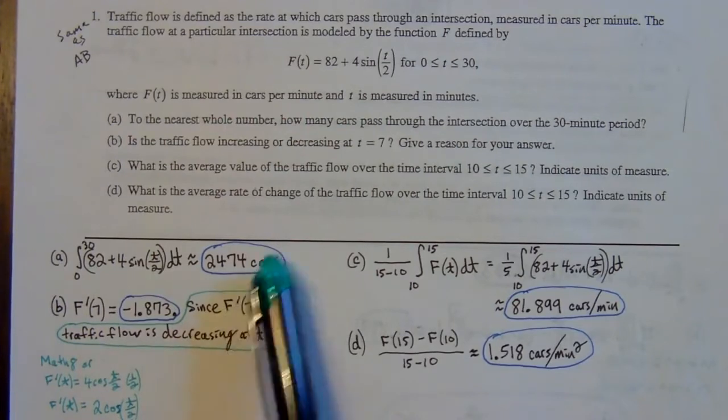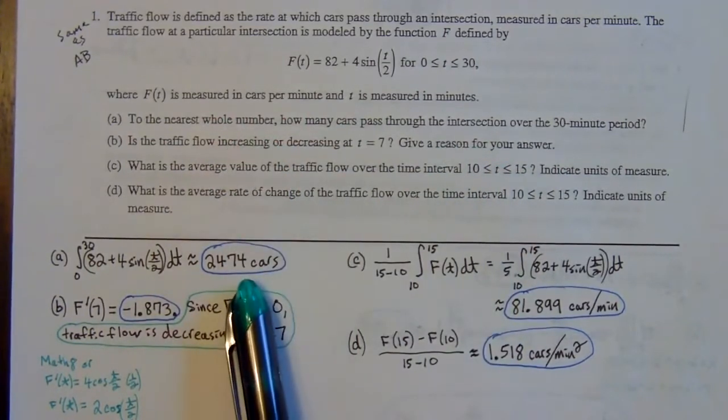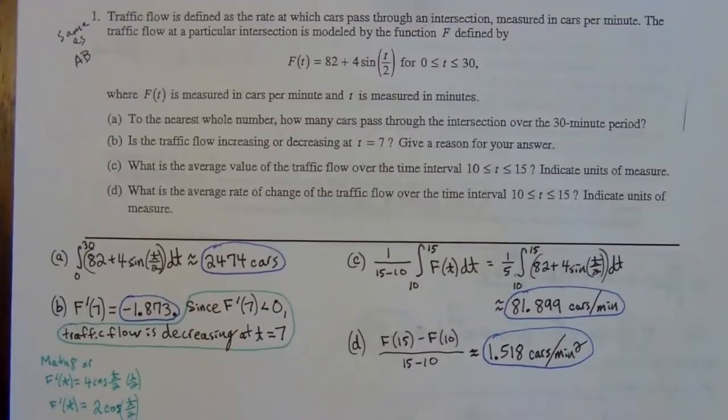Usually we round to 3 numbers after the decimal, but since it says to the nearest whole number, that's why I stopped at 2474 cars.